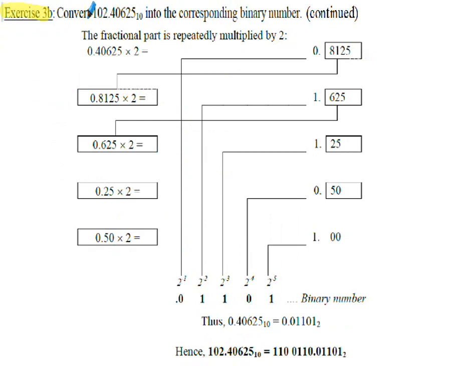Exercise 3b continued. We've got to convert now the fractional part of the number given in the question into a binary number. So you're going to start with the 0.40625 and continually multiply that by 2, writing the integer parts under the respective column headings as shown in the solution. Ultimately, you should end up with an answer of the 102.40625 denary number is written as 110.011.01101 in base 2. I'll let you look at the solution.